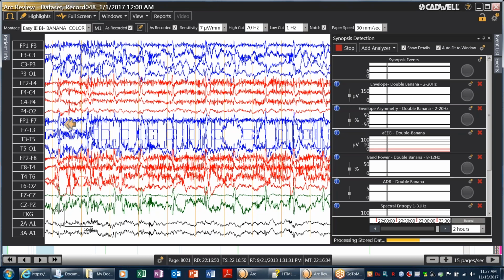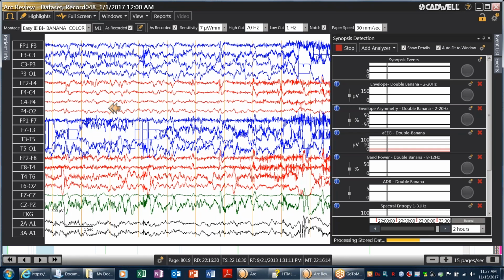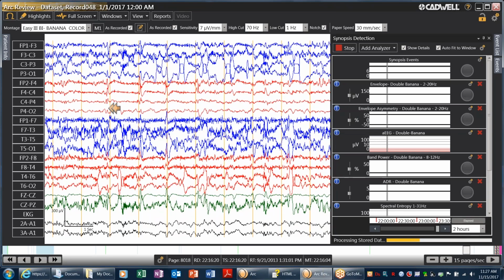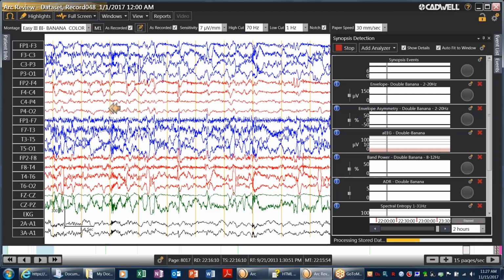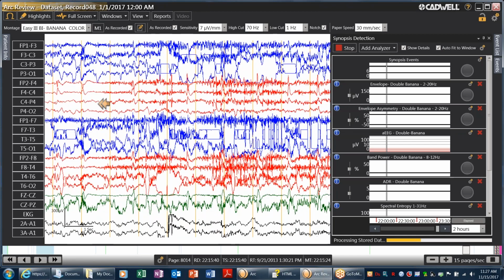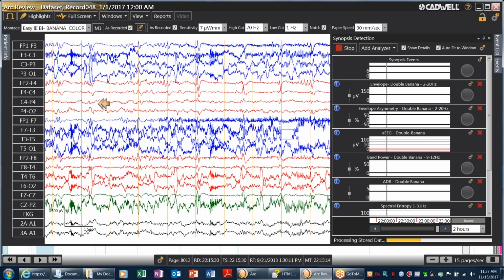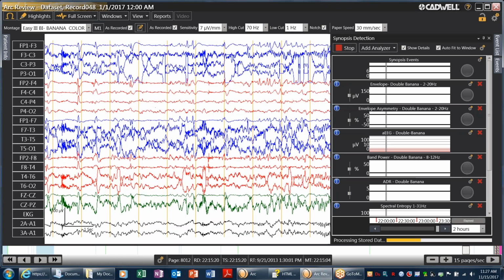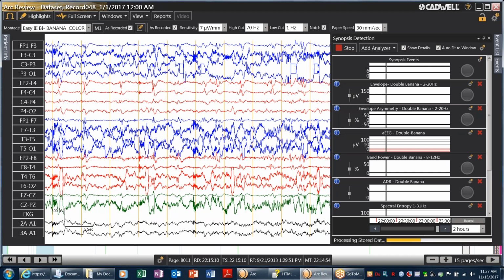What's neat is this patient has EMG that recovers, and that's sometimes a good sign and suggests that they're responding to stimuli, although I think the jury's out on whether you can count that in cardiac arrest or not. But it does indicate at least some kind of response to their clinical situation.